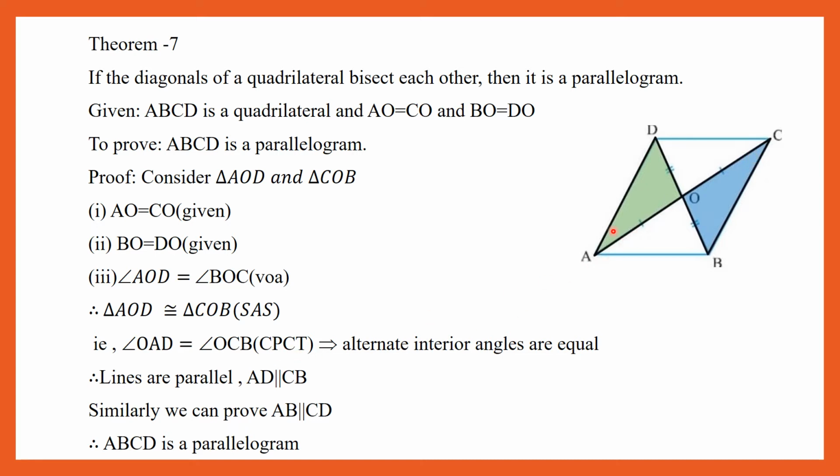These OAD and OCB are alternate interior angles. If the alternate interior angles are equal, we can say the lines are parallel. Therefore, the line AD will be parallel to CB. Similarly, when we take the triangles AOB and COD, we can find AB is parallel to CD. Since both pairs of opposite sides are parallel, we have ABCD is a parallelogram.